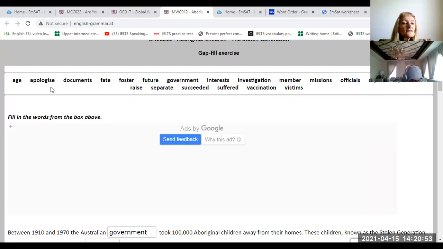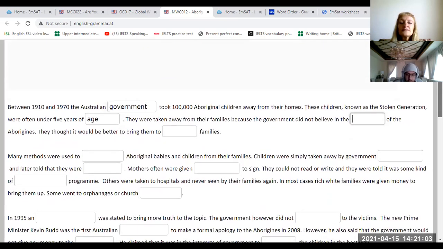In the future. Interest, possibly interest. It could be in, they do not believe, because it should be something. What they're doing is they're taking their kids away and they're saying they don't have any rights. So they obviously don't believe in the Aborigines as a valid race of people living in Australia. We know that because this is the history of it. So I'm thinking it could be they were taken away from their families because the government did not believe in the interests of the Aborigines.